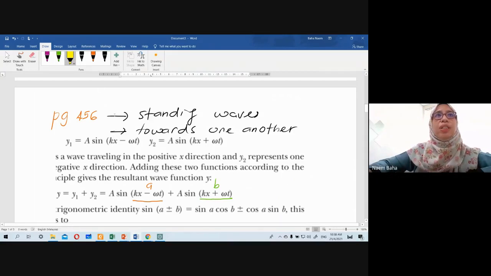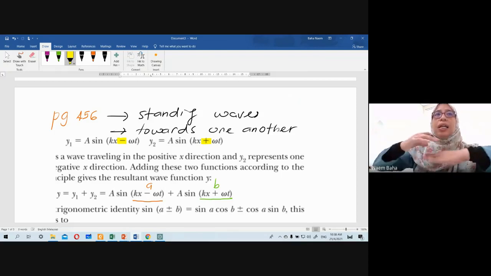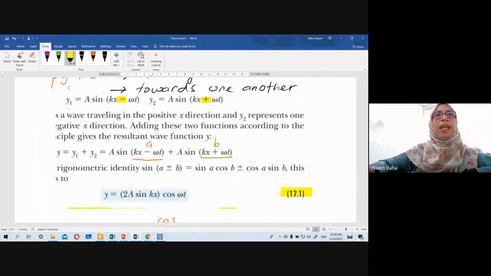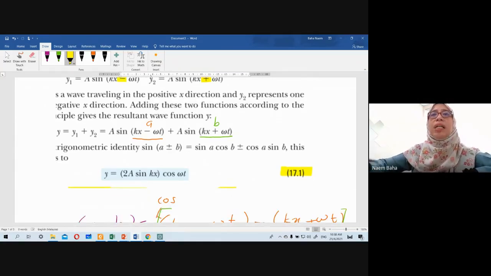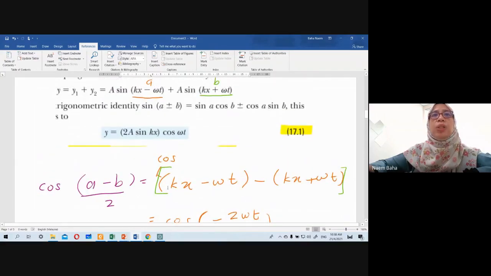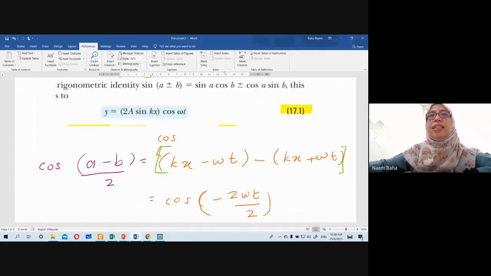So that's the reason why you see Y1 here, the direction is to the right, negative, while Y2 is directed to the left. So they are traveling toward one another and then add up. So the resultant wave function will look something like this: Y1 plus Y2, A sine K, something similar to the previous. All right, so when we do a little bit of mathematics, A minus B divided by 2 turns out to be Kx minus Kx, cancel out.